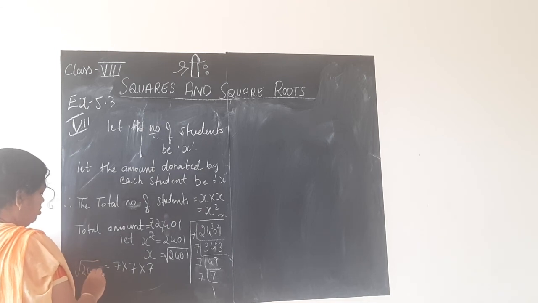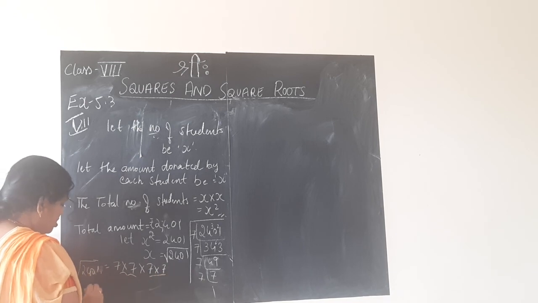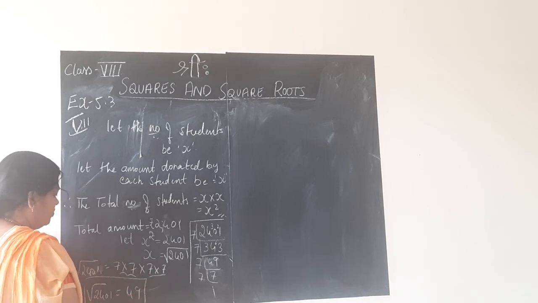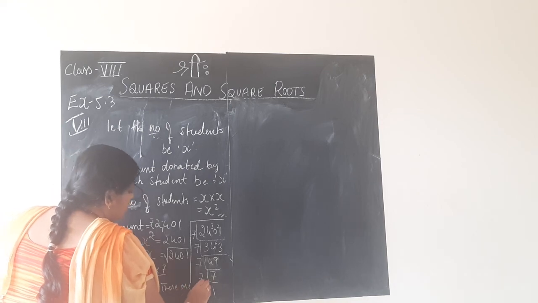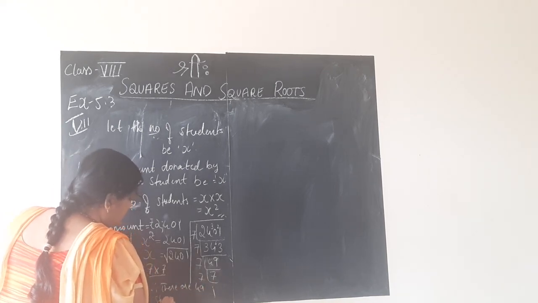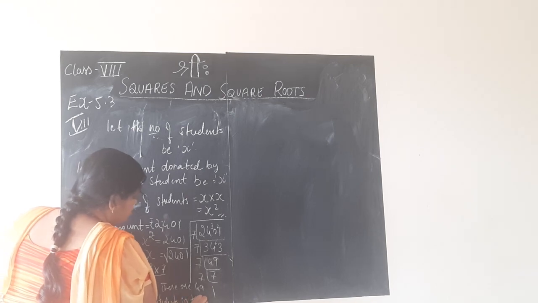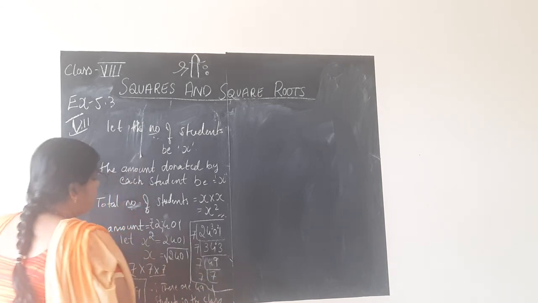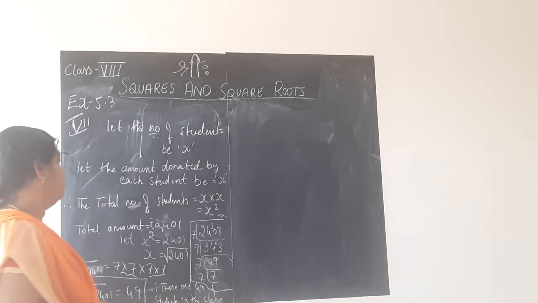2401, see, 2401 is 7, 4 times. So, if you pair these, the square root of 2401 is 7 into 7, directly I will write 49, children. Therefore, you will write one sentence: there are 49 students in the class. How did we find out? By the prime factorization method, we found the square root of that number.